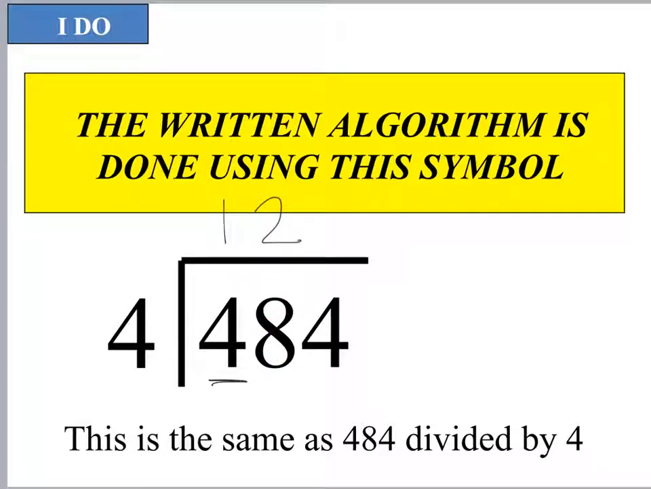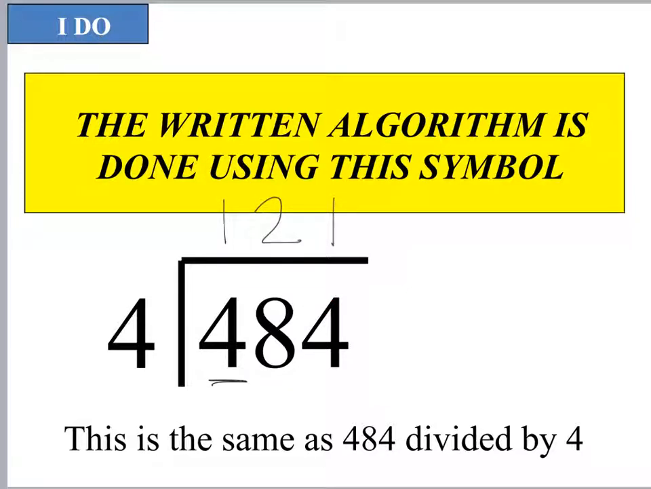Moving left to right, I then move on to this last digit. It is a 4. And so my question is, I have 4 chocolates and 4 friends. How many chocolates does each friend get? They're going to get 1. Notice once again how my answer goes directly above the number I divided.